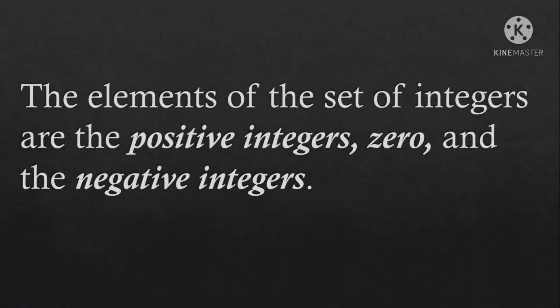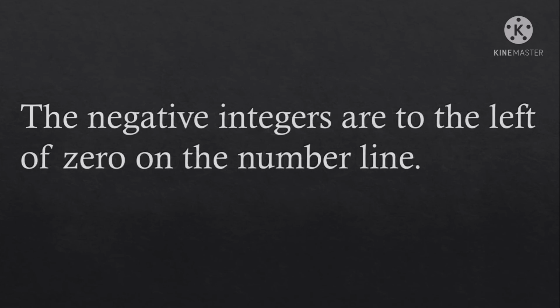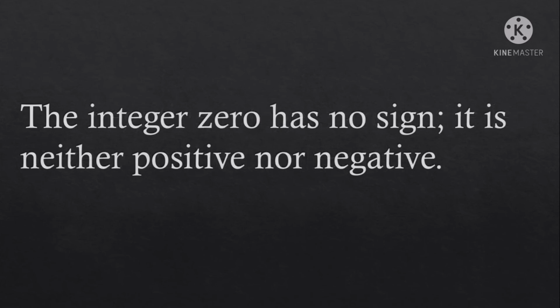And of course, we talk about the elements of the set of integers. Those are the positive integers, the zero integer, and the negative integers. And the positive integers are found on the right of zero on the number line, and when we say negative integers, they are found to the left of zero on the number line. And of course, the integer 0 has no sign. It is neither positive nor negative, or shall we say neutral. And two integers are opposites if they are of the same distance from 0.